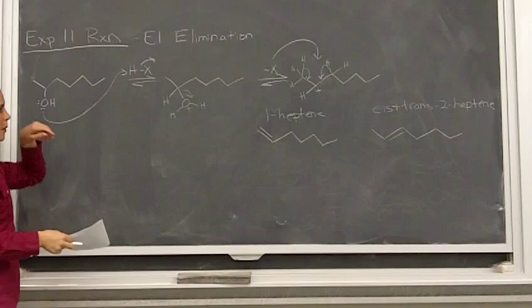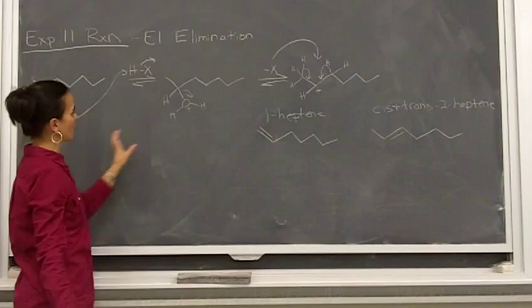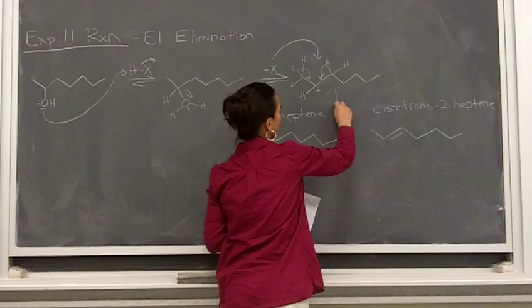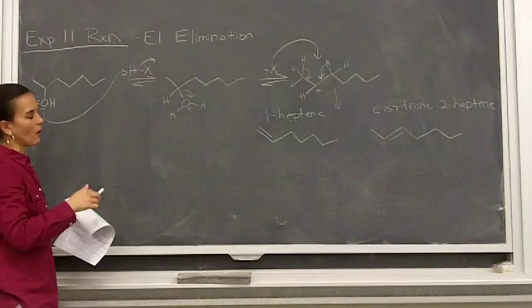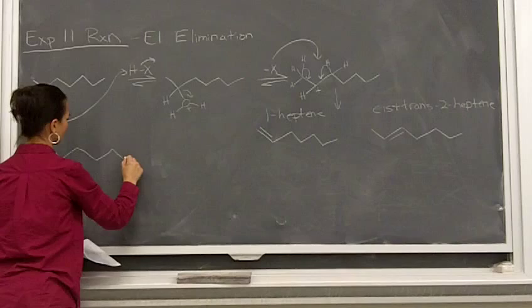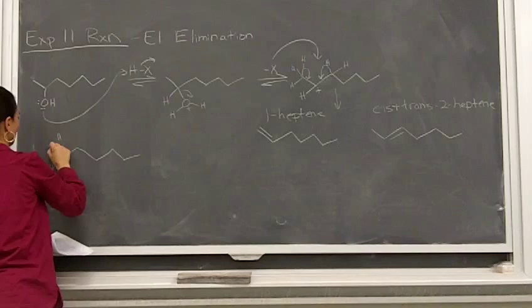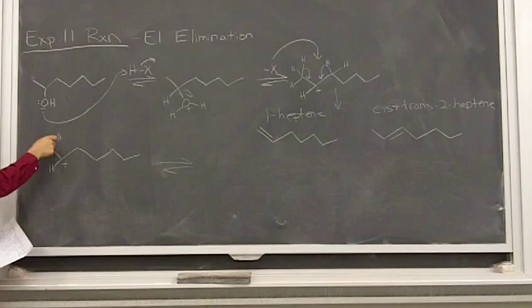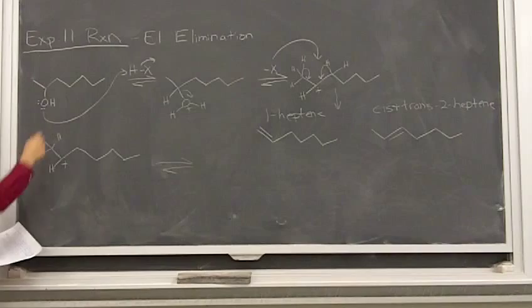Now, one thing: we've got an E1 mechanism, so that means we are forming an intermediate. It doesn't happen all in one step directly from starting materials to products. So we've got this carbocation that forms, and before it goes to the products it can rearrange. We could get hydride shifts to get this carbocation rearrangement. Now, if we're looking at our carbocation, would it want to rearrange in this direction to this terminal carbon, or would it want to rearrange further into the chain? Towards the middle, right? And remember, it's a hydride shift that makes that happen.